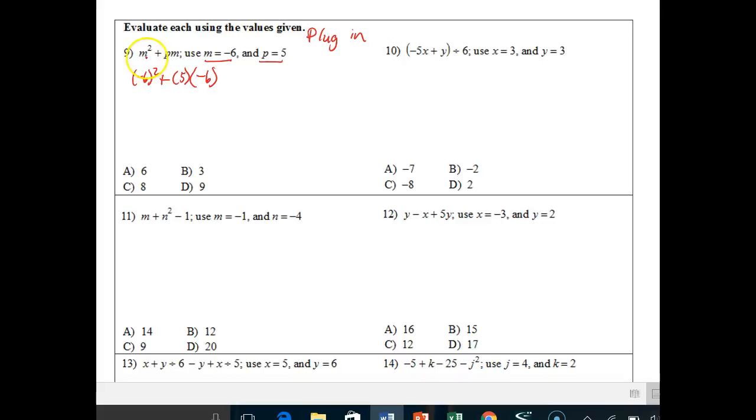So what have I done? I've rewritten this expression, but instead of variables, I've put in the exact values that they gave me, right? M was -6, that's why I have -6 squared. P was 5, that's why I have 5 there. And m was -6, that's why I have -6. So again, I'm going to use PEMDAS. So PEMDAS means I use parentheses first. Now, I don't have any true parentheses here. These parentheses are just saying, hey, these are the numbers that I plugged in, so none there.